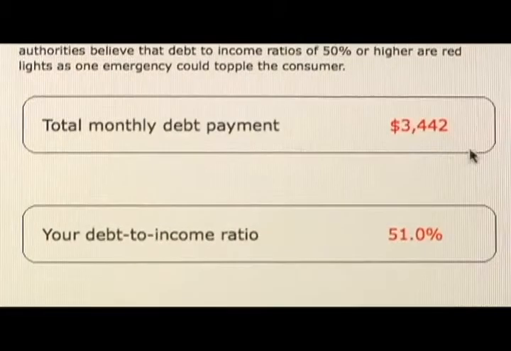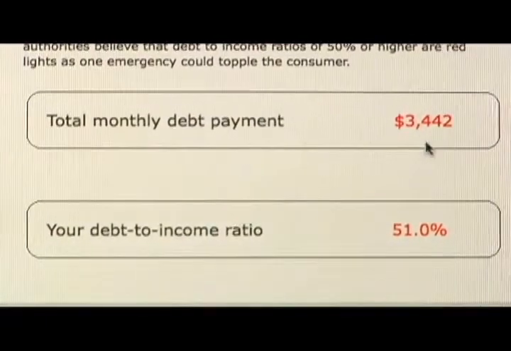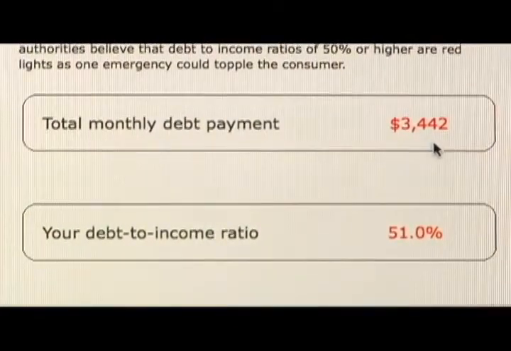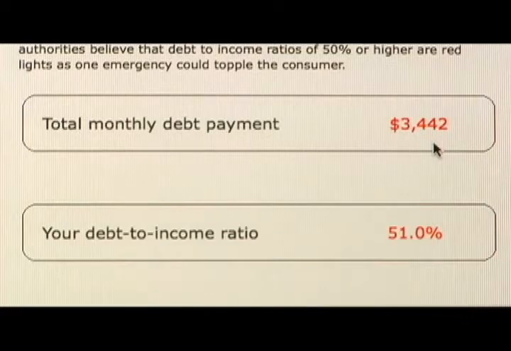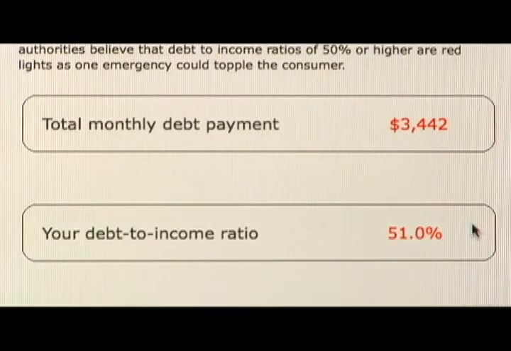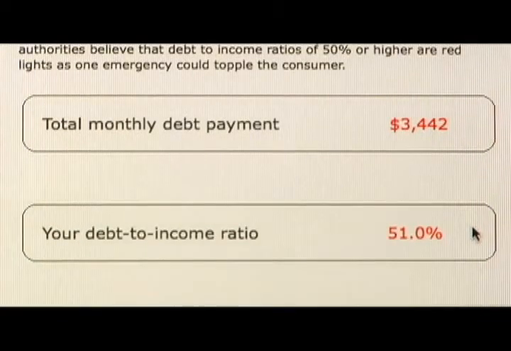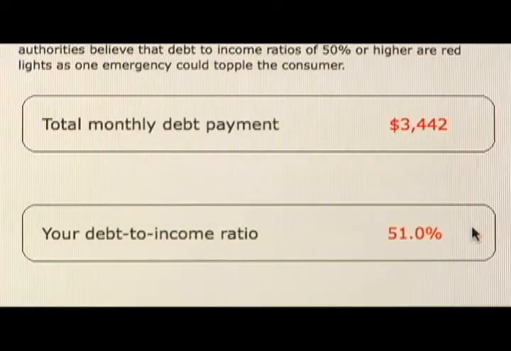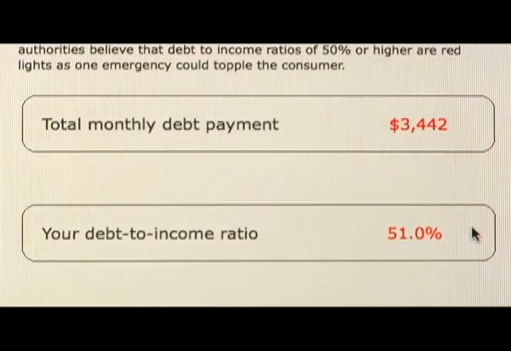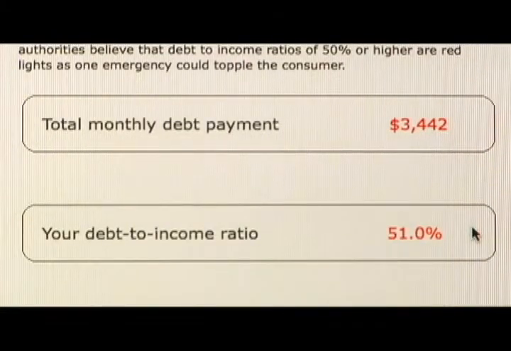It's also going to show them that their total amount of payments that they make each and every month on their debt is $3,442. And this bottom number is showing their debt to income ratio. This is showing them that they're a little bit above 50%. And based on that number, these people are probably going a little deeper in debt every month and slowly sinking down the slippery slopes into financial ruin.